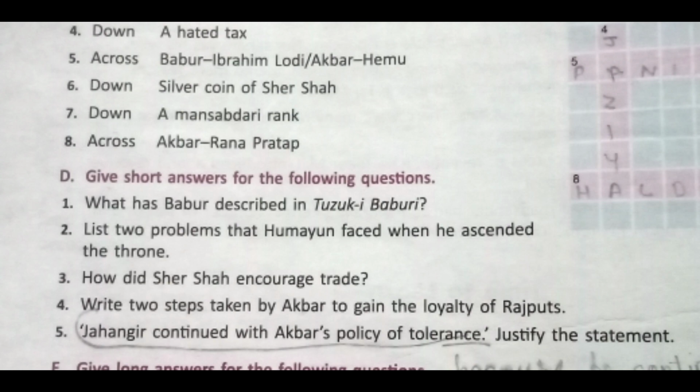Next question. Jahangir continued with Akbar's policy of tolerance. Justify the statement. Answer: Jahangir continued with the secular policies of Akbar. He maintained friendly relations with the Rajputs and married into Rajput families. And he gave Rajputs high posts. Then Jahangir was a people's ruler. He cared for his subjects and looked after their well-being. Jahangir also made a chain of justice outside his palace.